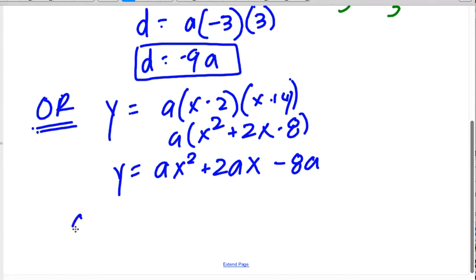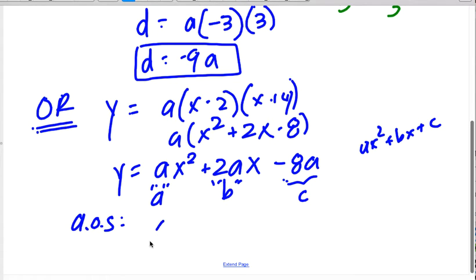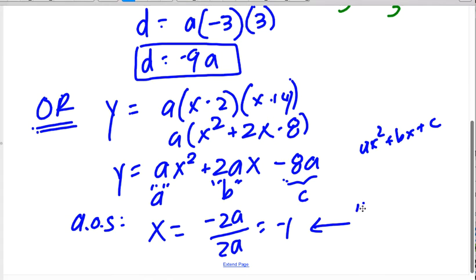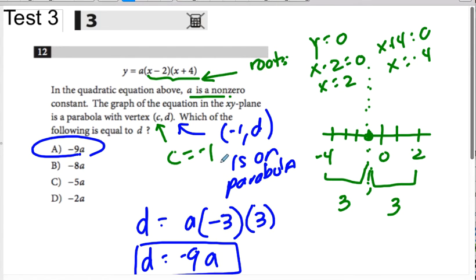And then for the axis of symmetry, this is your a, this is your b, and this whole thing is your c, in ax squared plus bx plus c. The axis of symmetry of a parabola happens when x equals negative b, meaning negative 2a, over 2a, which is how I could get negative 1. So that tells me that the c in the point (c, d) is negative 1, and then I could go back and reverse engineer it the same way I did, where I plug in that value, negative 1 comma d, and find d.